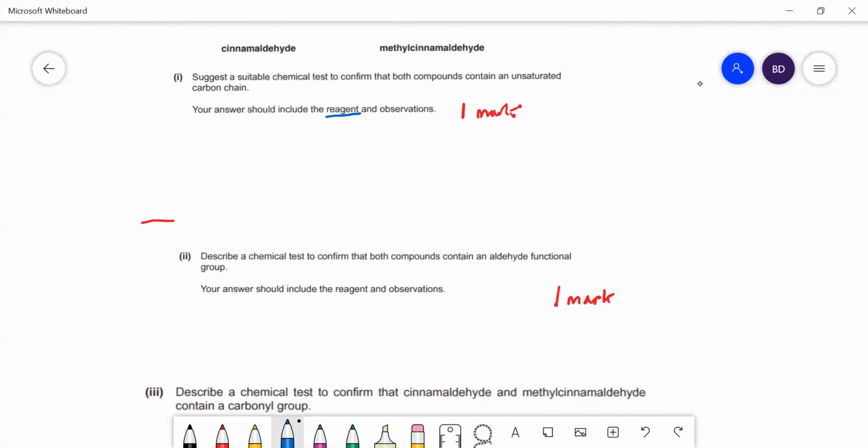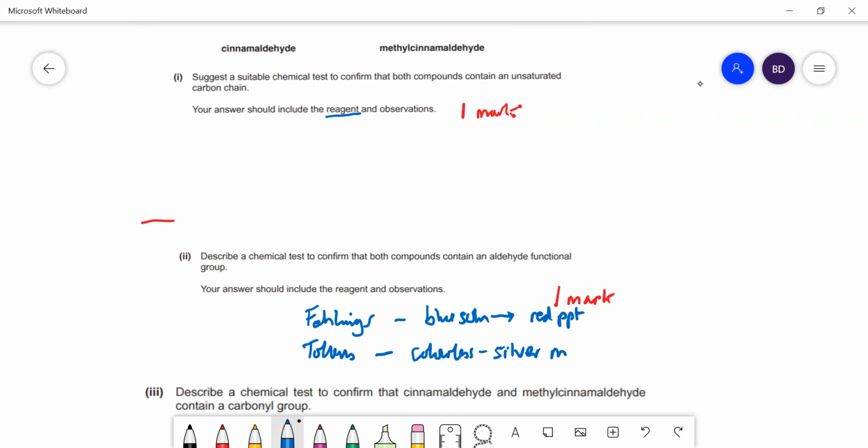Describe a chemical test to confirm both compounds contain an aldehyde functional group. The answer should include the reagent and the observation. So you can use Fehling's test for an aldehyde, or you can have Tollens' test. The observation, a positive test with Fehling's, it's a blue solution that goes to a brick red precipitate. And with Tollens', it is a colorless solution, and it will form a silver mirror. So you can have either one of those, both test for an aldehyde.